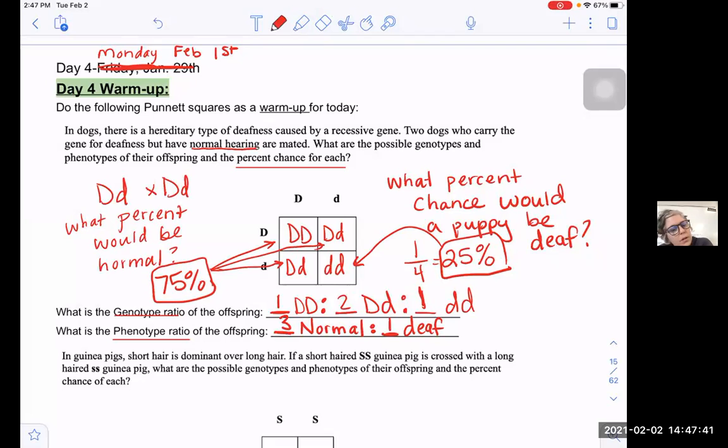So if they could have 50 puppies and never have a deaf one. Every time they mate, they have a 25% chance of having a deaf puppy. That doesn't mean every 4th one will be deaf. Okay. When we do a Punnett square, we're looking at the percent chance of these offspring.